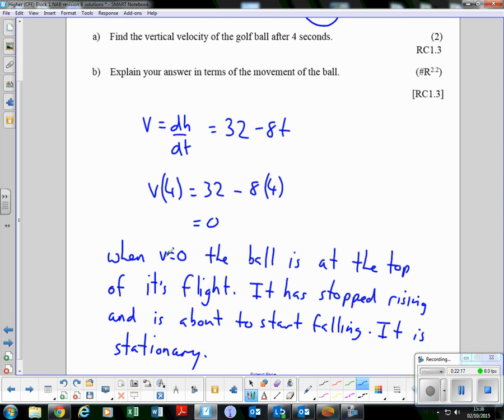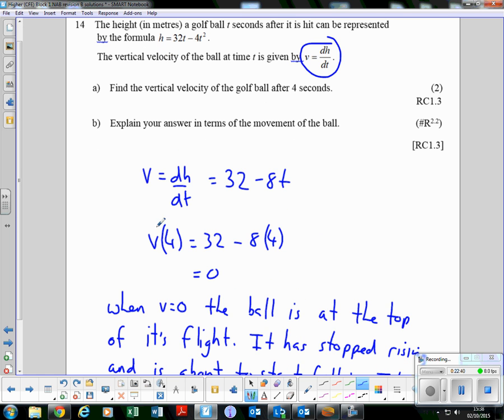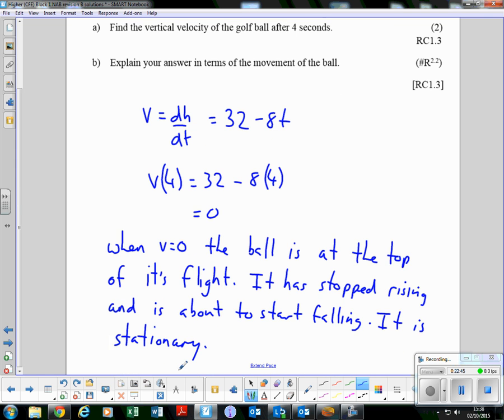So when v equals 0, when the vertical velocity is 0, the ball is at the top of its flight. So it's rising, rising, rising, and the vertical velocity is 0, so it's only traveling sideways at this point, then it drops down. So it stopped rising and it is about to start falling. So we'd say that's stationary. That's a stationary point of the curve. If we drew this curve, the stationary point would be at a value of 4. So that word stationary there is the important word.